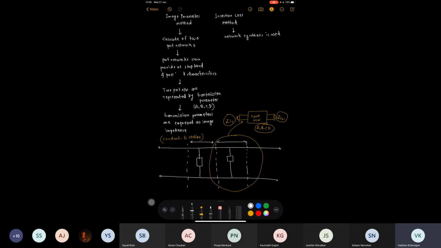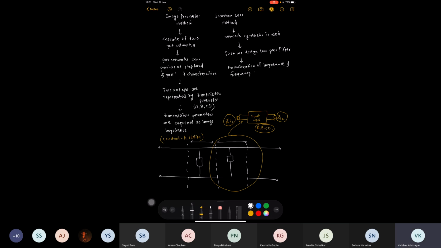So what we do in this particular synthesis method, first we design a low pass filter prototype. First we design a low pass filter from the given specification. And once this low pass filter is designed, we perform a normalization operation. We'll come to this procedure later on, but for the time being, you just understand we perform normalization of impedance and frequency scaling.